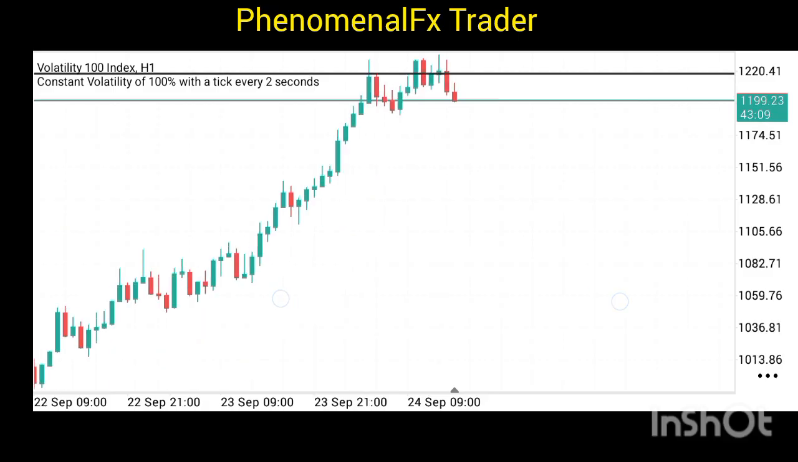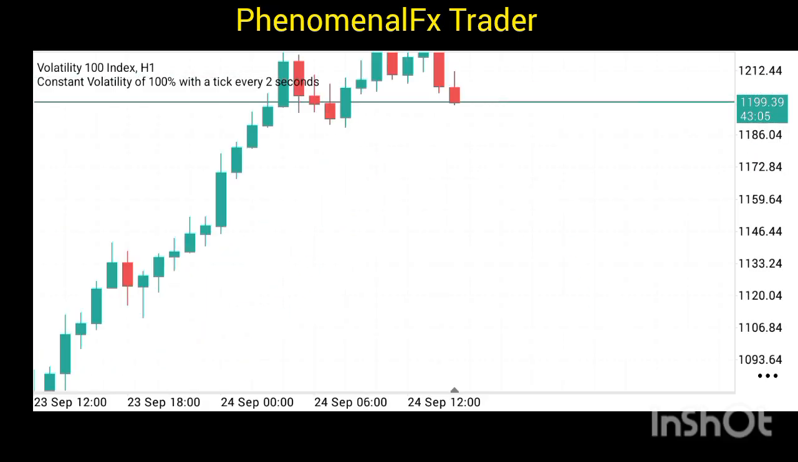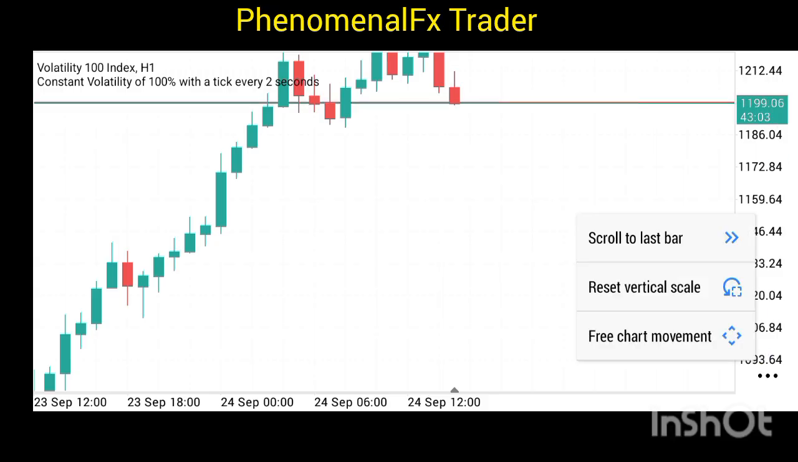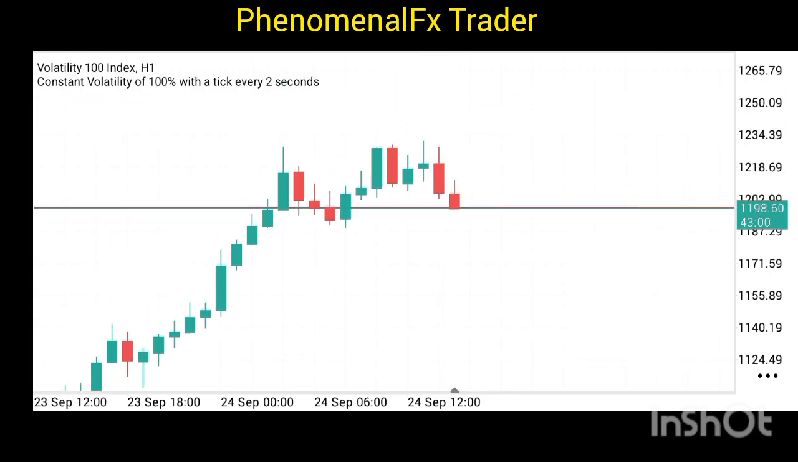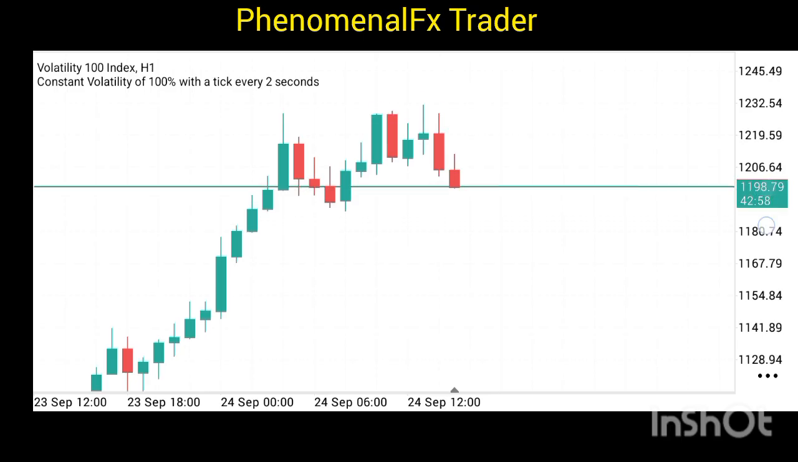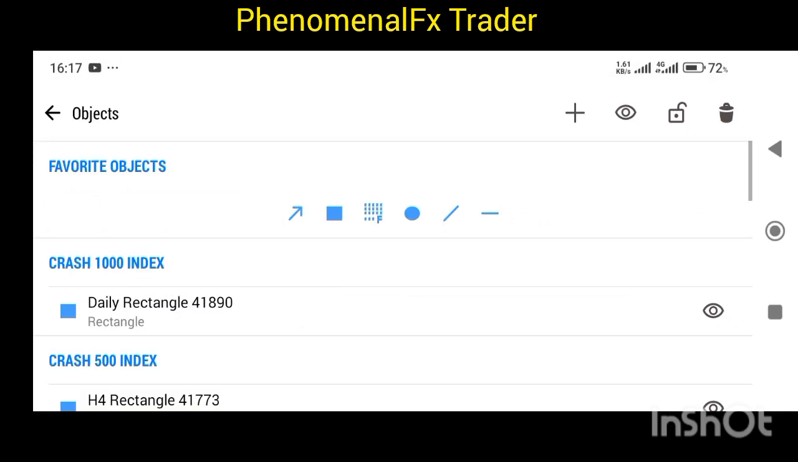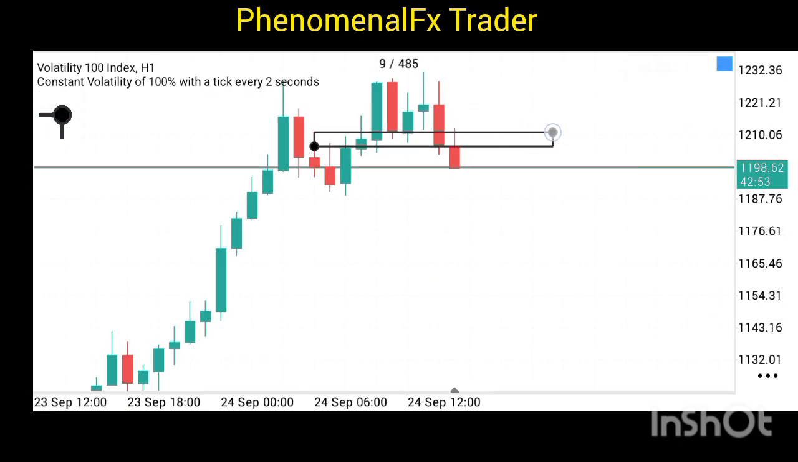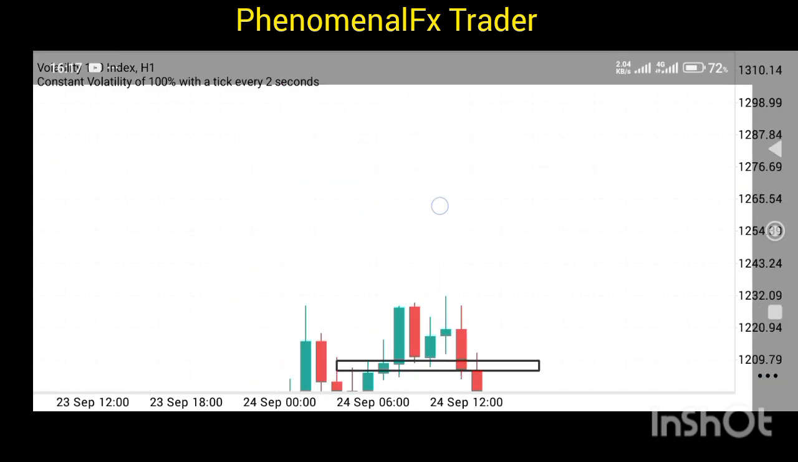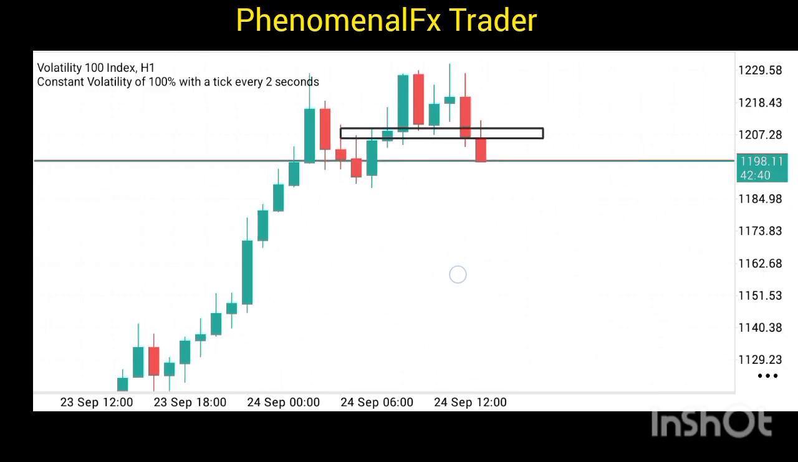On this 1 hour time frame, what I can see here is there was a consolidation, and the current candlestick has broken out of the consolidation, but it has not yet closed. I don't know how long it will take. We have about 43 minutes for the current 1 hourly candlestick to close.